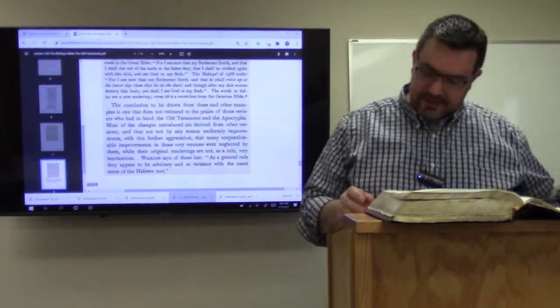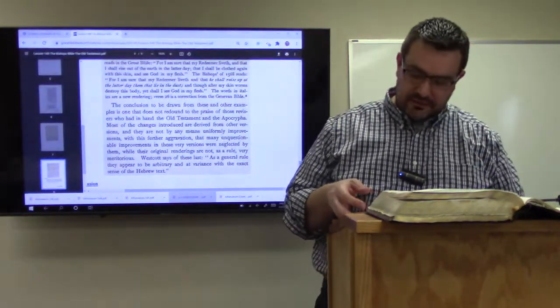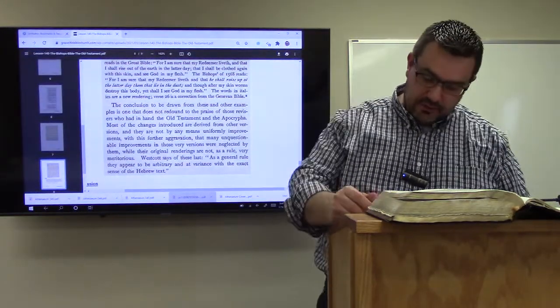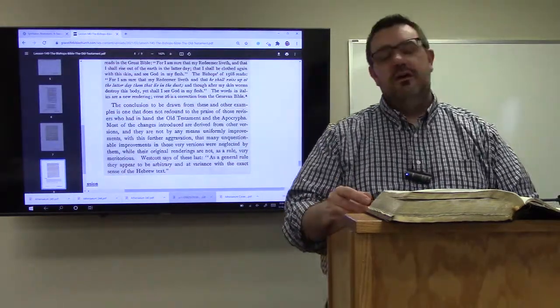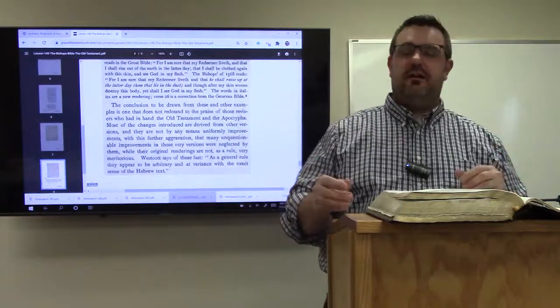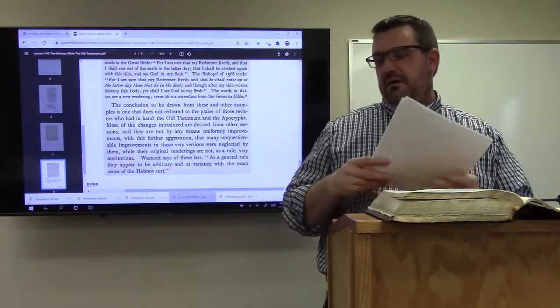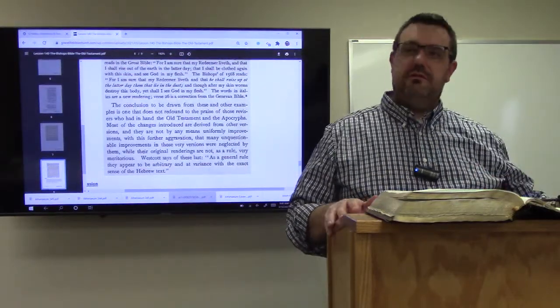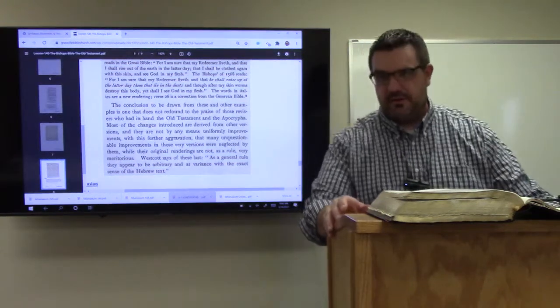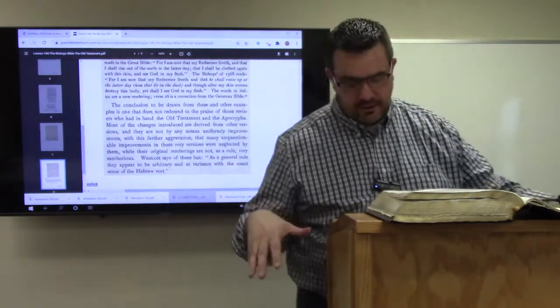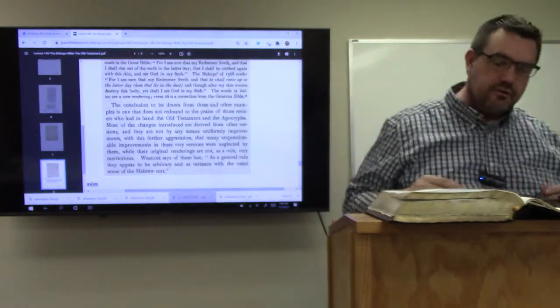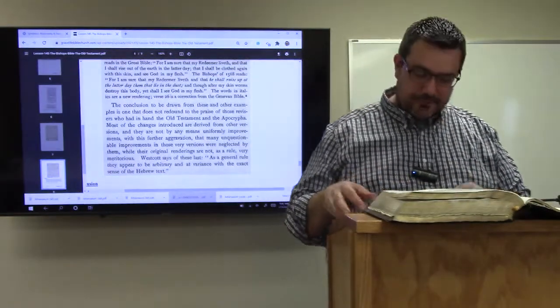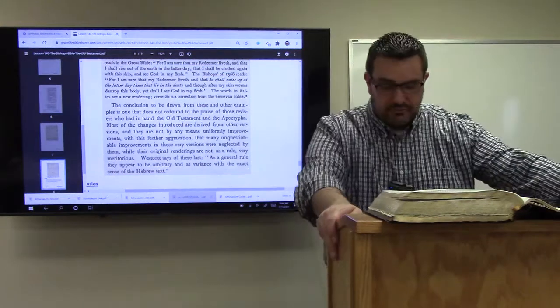Westcott says of these last, as a general rule, they appear to be arbitrary and at variance with the exact sense of the Hebrew text. Now, that is the Westcott of Westcott and Hort fame. Obviously, we don't agree with his textual criticism theories, but that's not what he's doing here. He's just evaluating the Bishop's Bible compared to other English translations that came before it. Okay, so you look at the conclusion.